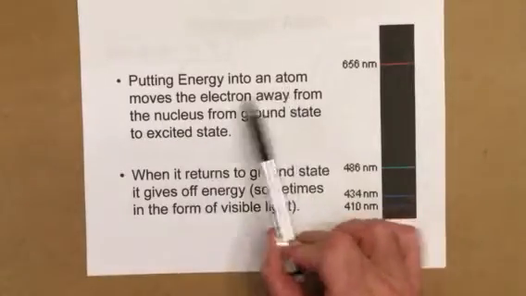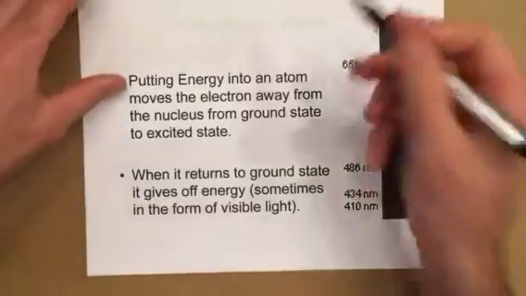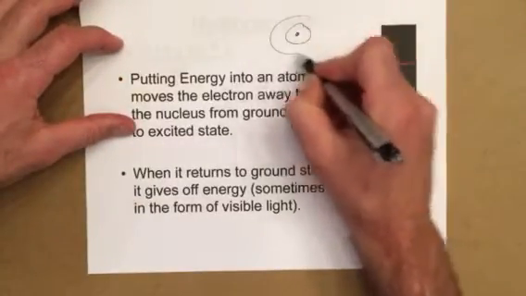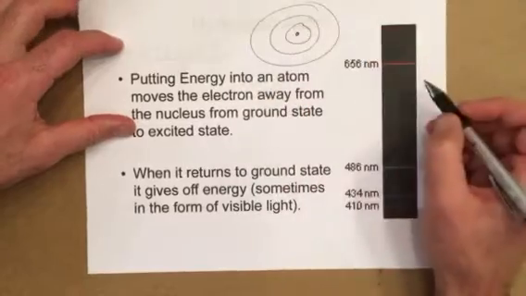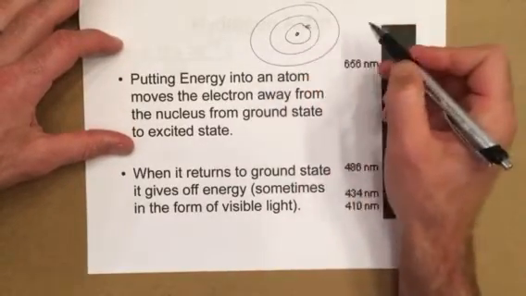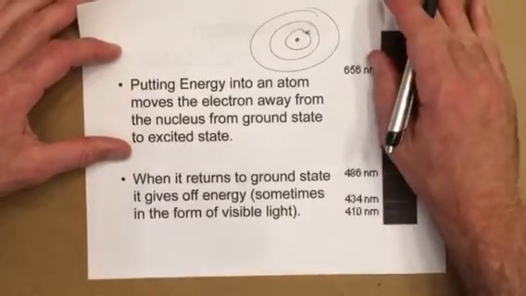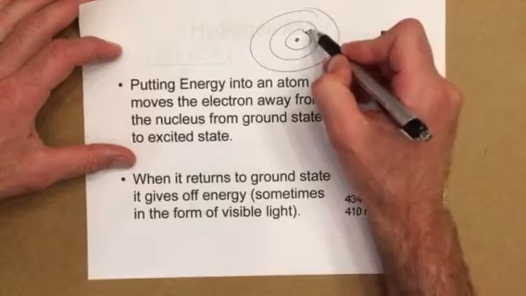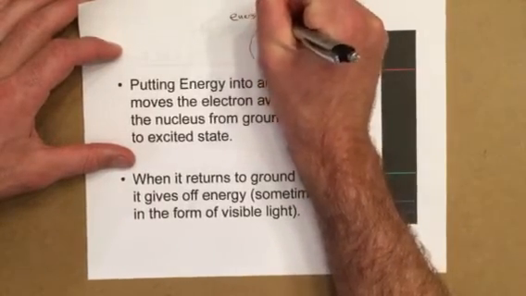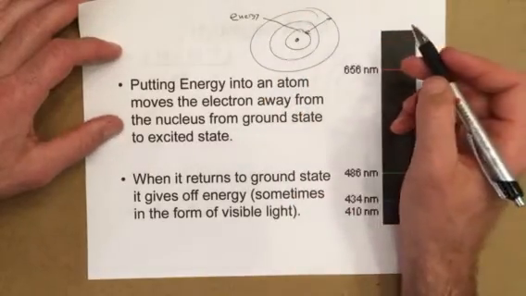Putting energy into an atom moves the electron away from the nucleus, from the ground state to an excited state. So again, with our Bohr model, here's your nucleus, and then here are your different energy levels or orbitals. If an electron is here at the ground state, and then we flip the switch and start to apply electricity or energy to it, it can move out to an excited state. So that takes energy. Putting energy in will move the electron out.